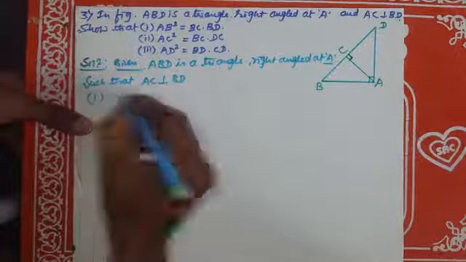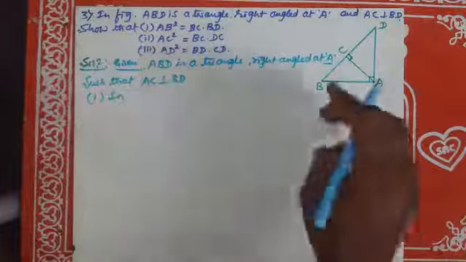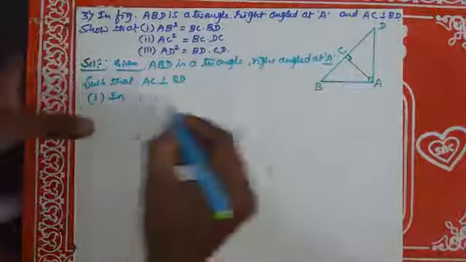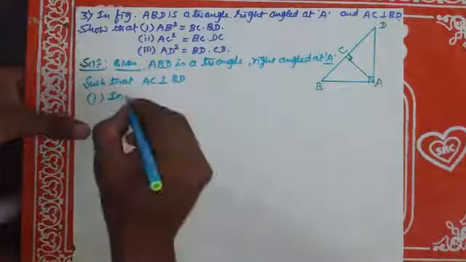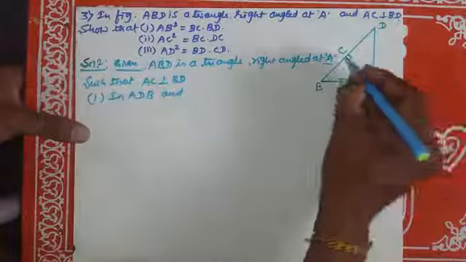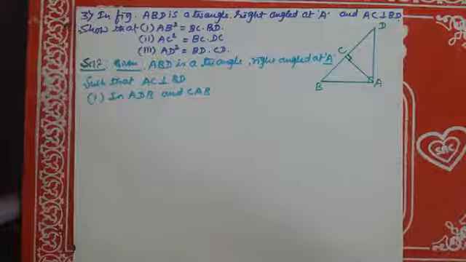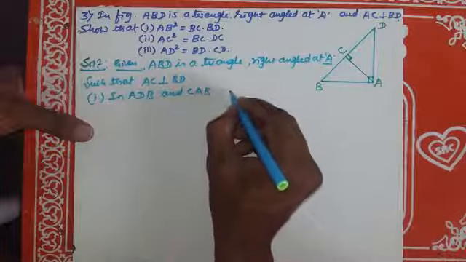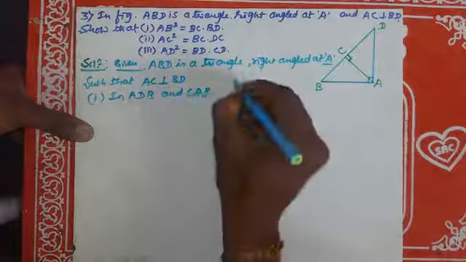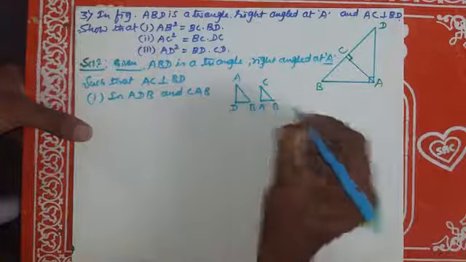Okay, we can compare in triangle ADB and CAB. In triangle ADB and CAB, we can compare these two triangles. Okay, I will draw these two triangles separately. What have I taken? ADB and CAB.